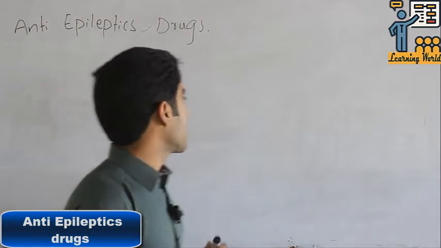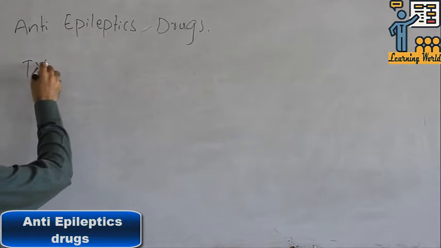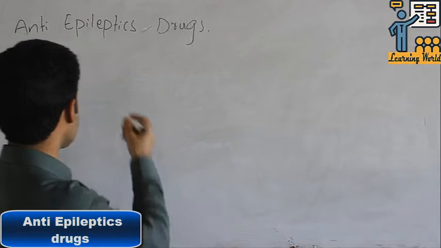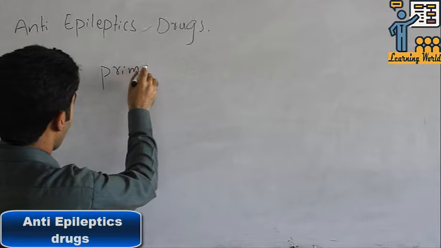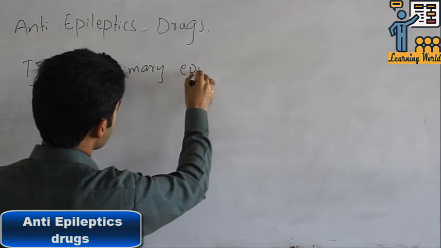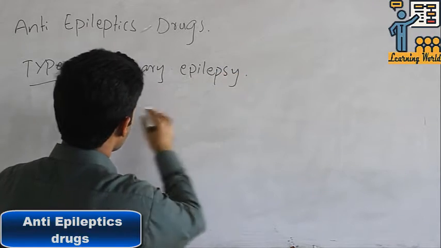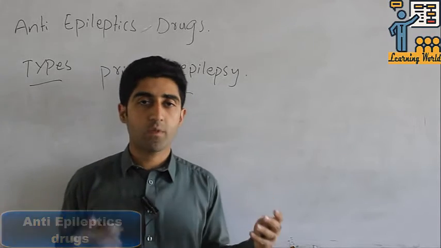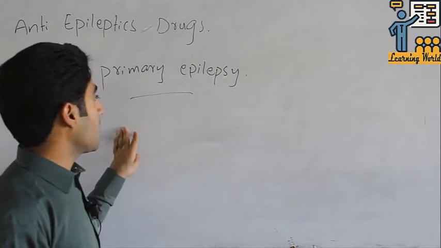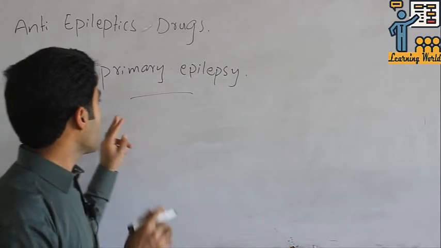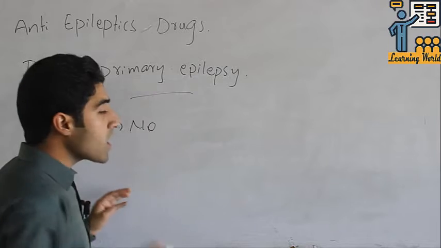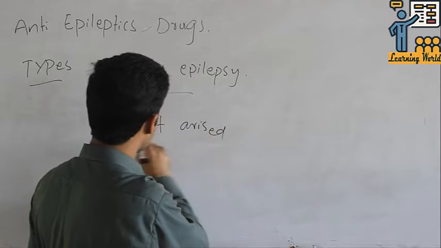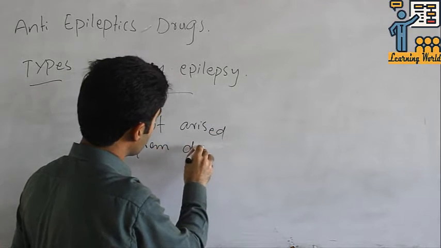Now the types of epilepsy. Generally there are two types of epilepsy. First is primary epilepsy. Primary epilepsy is natural epilepsy, which arises from one hemisphere or the other hemisphere of the human brain. Here no disease is involved; it does not arise from a disease state.